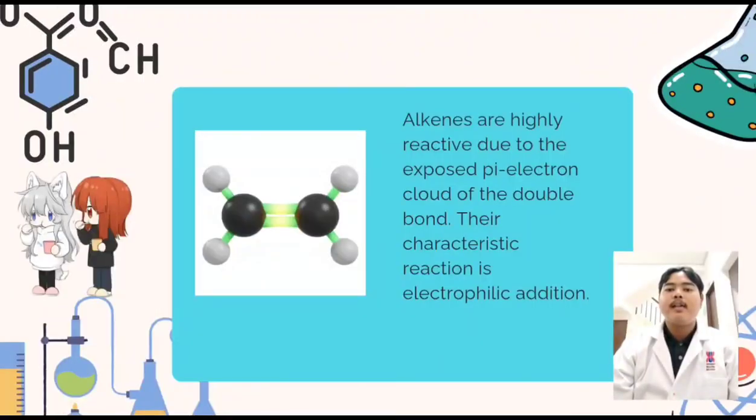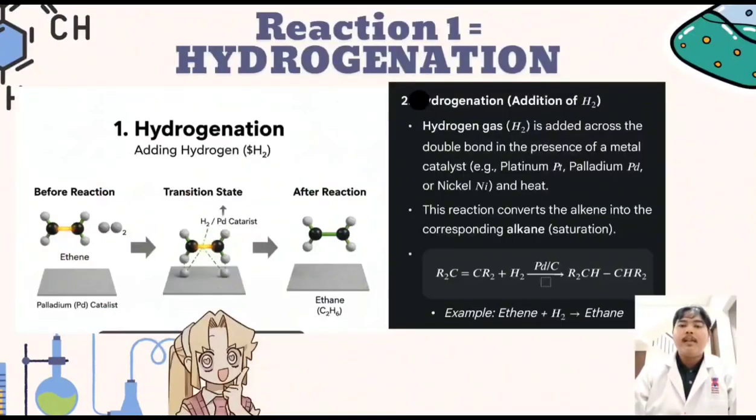Alkenes are very reactive because of the double bond. They typically undergo electrophilic addition reactions where they open up the double bond to add new atoms. The most common laboratory and industrial preparation method for alkenes is elimination reaction, specifically dehydration and dehydrohalogenation. The first key reaction is hydrogenation.